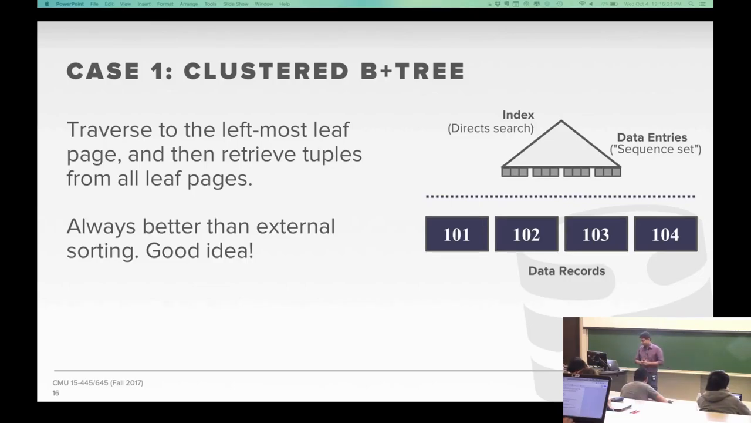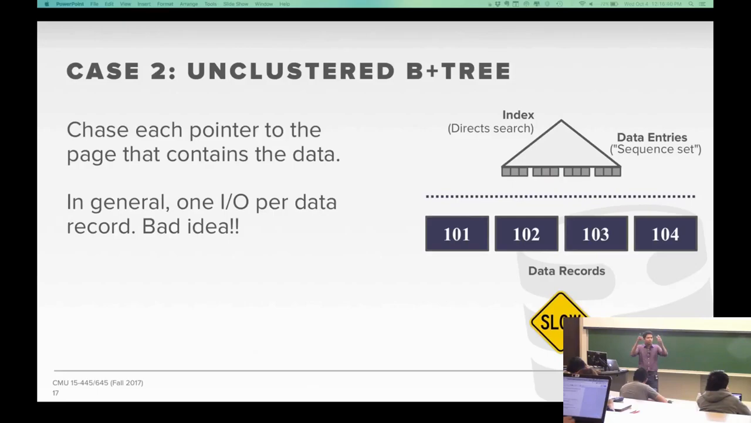However, if the B plus tree is actually unclustered, in this case, the ordering is not same as the one that we need. Here, if we actually chase each pointer to the actual page containing the data, we'll be doing a bunch of random accesses. And in general, we will be doing one I/O per data record. And this is a bad idea, okay? Because you'll be doing a lot of random disk accesses, okay? So if you have an unclustered B plus tree, it might not be a good idea to use it for the sorting operation, okay? So that's the takeaway.